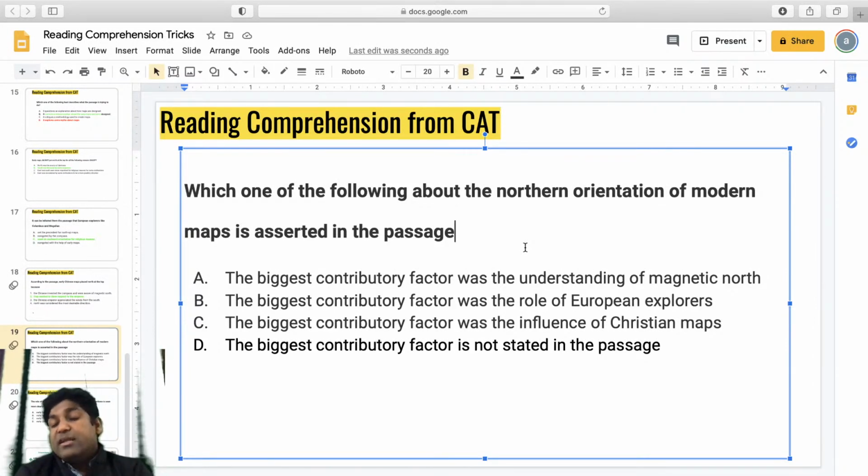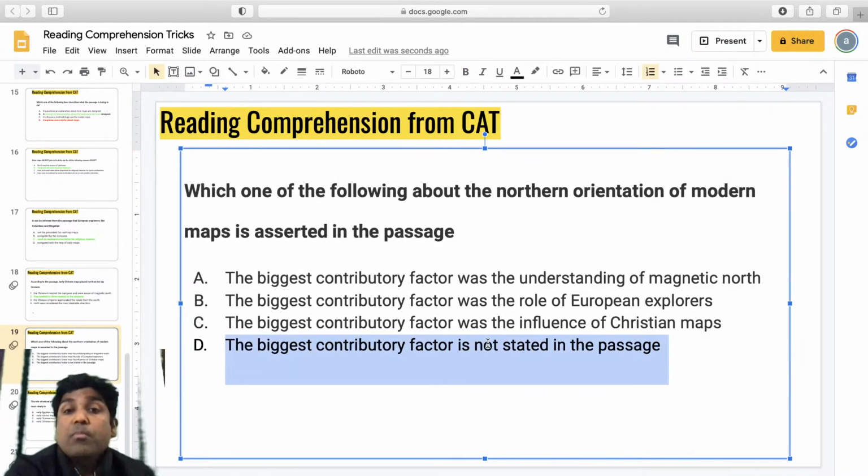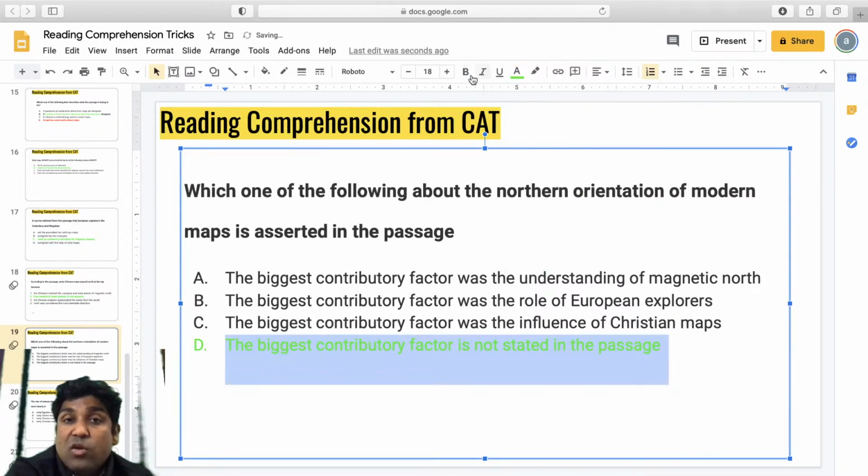Okay, the entire passage was about what? The entire passage was about how for many years before current times, at least hundreds of years before the times which we're living in, North was never placed at the top. Did it ever talk about modern map making? So this is a trick question, because how modern maps were designed was nowhere ever mentioned. Never ever mentioned.